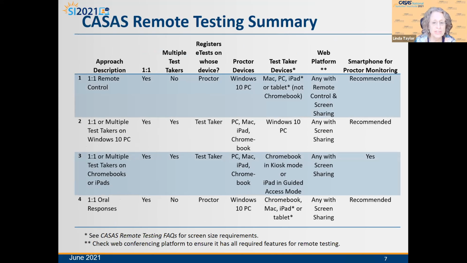So we do have this chart that summarizes the different approaches, whether you can take it with one, you can give it to 1 or more test takers, what devices are allowable for both the proctors and the test takers, and which platforms can be used. So I'm not going to go over this in detail. This is all on the website on our remote testing page.